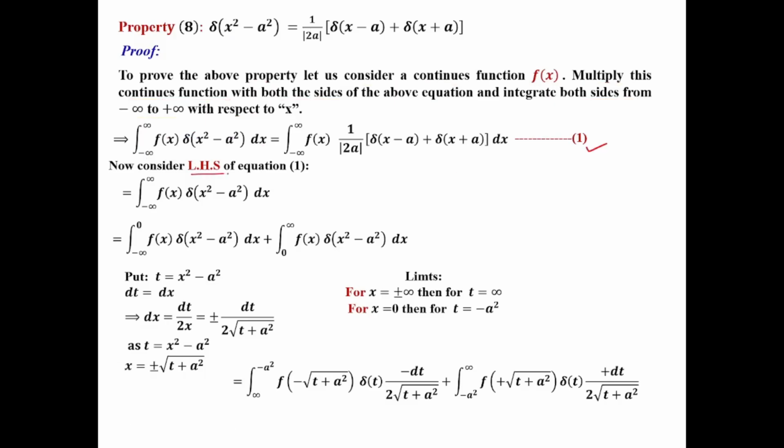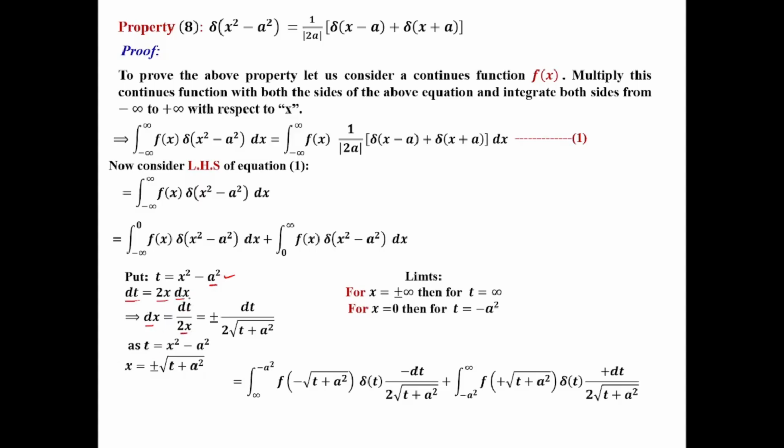Consider the LHS of equation number 1, this one, right? Here I segregate the limit. Here it was minus to plus infinity. I segregate it like this: minus infinity to 0, then 0 to infinity. Now put t equal to x square minus a square. dt will be 2x dx, because a square is a constant, its derivative will be 0. dx will be dt by 2x.